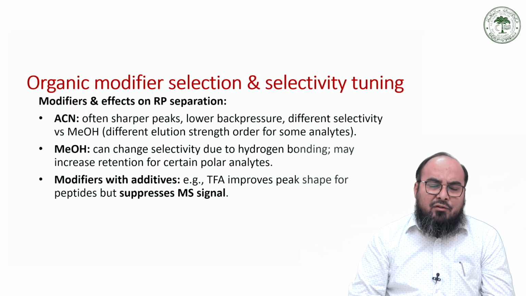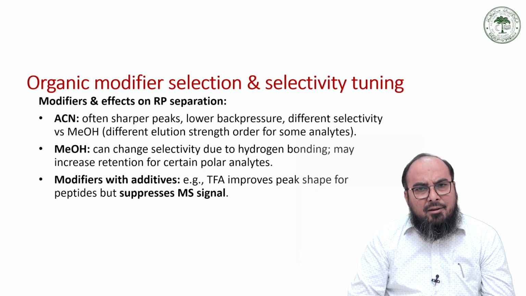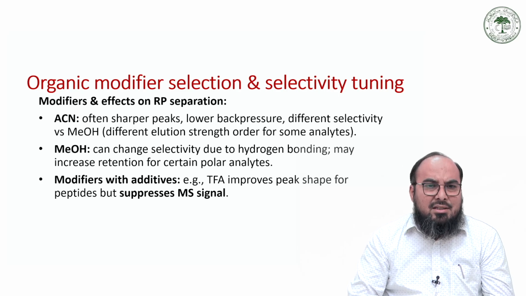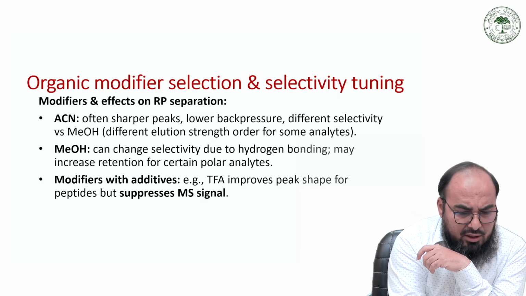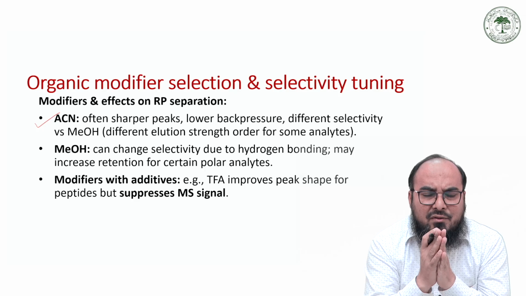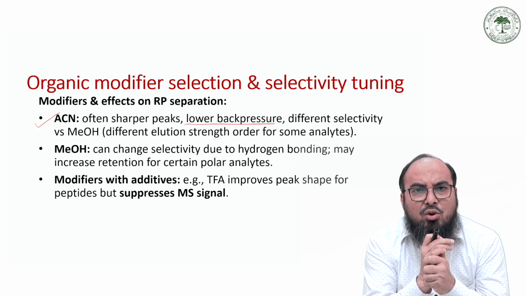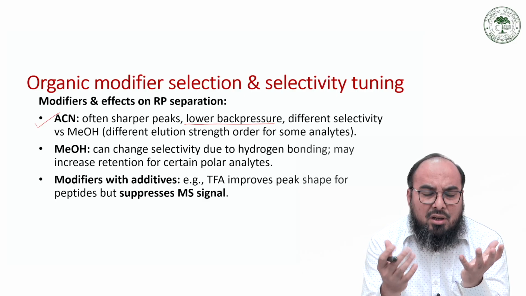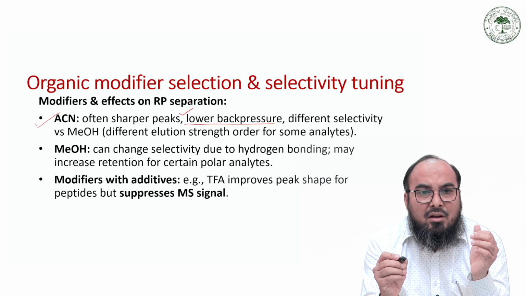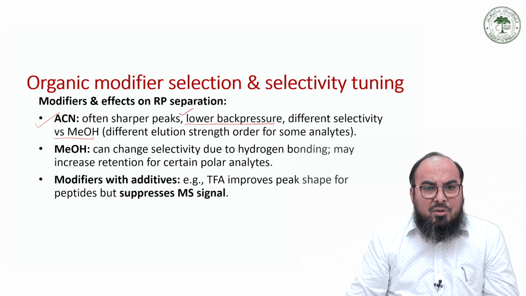Now, organic modifiers: in certain cases you have to add certain solvents to get a good resolution, and we have seen that in the previous slide where we used PDA as the modifier. For example, acetonitrile. As we have seen, it has very low viscosity, and because of the low viscosity you always experience a very low back pressure, and it gives sharper peaks. And with regard to selectivity, it has very different selectivity compared to methanol.